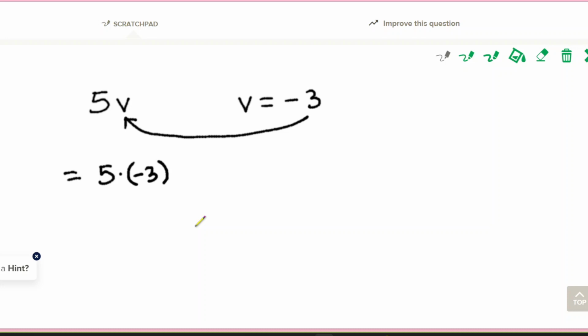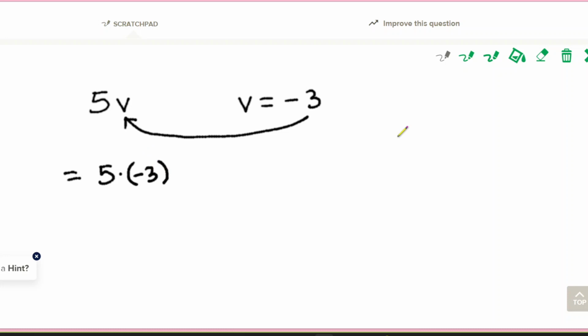Really, the parentheses are going to be necessary if what you're substituting for is multiplied by something other than 1, or raised to a power that's not 1, raised to an exponent that's not 1. Anytime you have a coefficient that's not 1, or a power, an exponent that's not 1, it would be beneficial to put parentheses around what you replace.